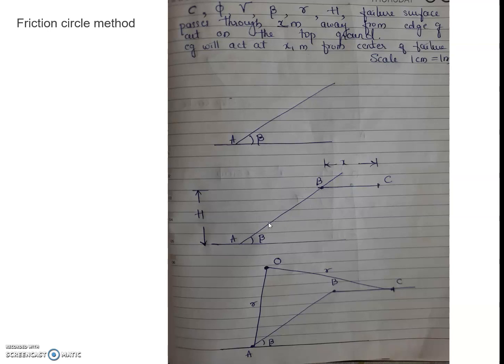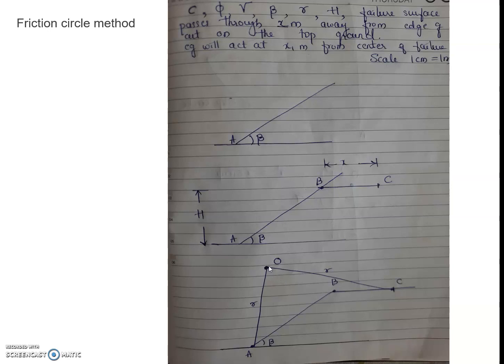So now we have marked point A and point B. Later on in the problem, it is mentioned that the failure surface passes through x meter away from the edge of the cut on the top ground. So at x distance, we will mark point C. Let us say in the problem x equal to 2 meter. Then on graph, it will be 2 centimeter. So at 2 centimeter, we will mark point C. Now we have marked points A, B and C.